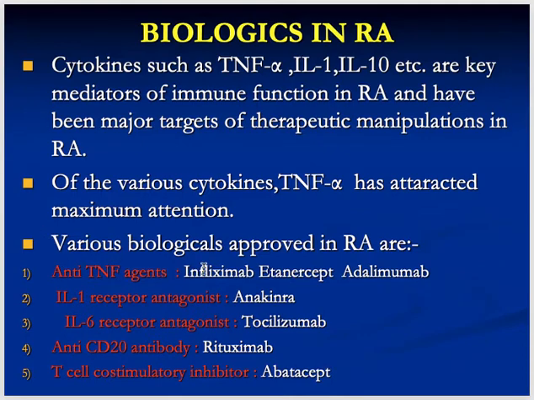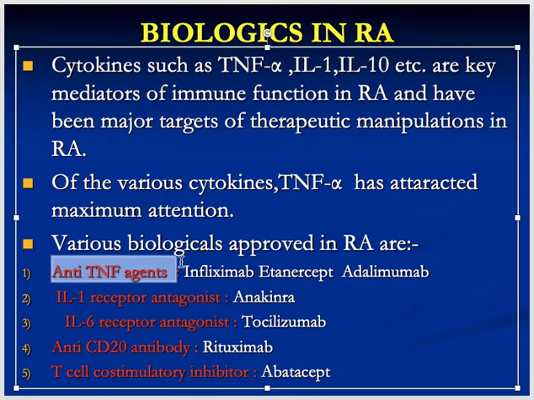In the books you will find infliximab, etanercept, or adalimumab. There are many others nowadays, like anakinra, tocilizumab, rituximab, and abatacept. And of course, they are expensive, guys. They are very, very expensive treatments. So when the DMARDs are not acting well, we can add on biologics. So these are the first line drugs.